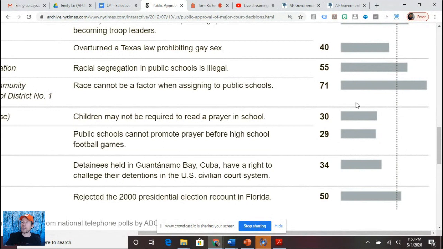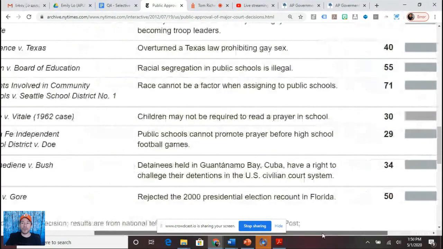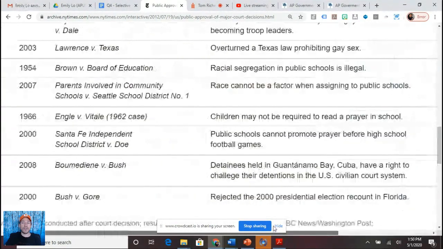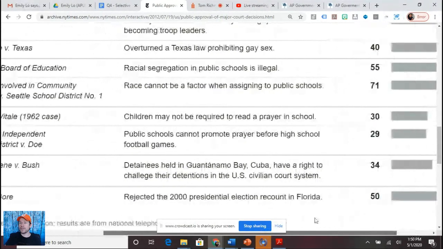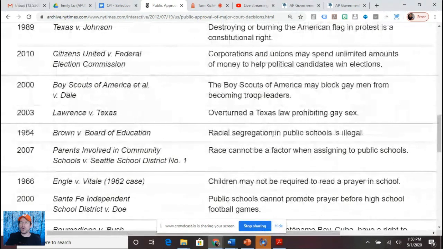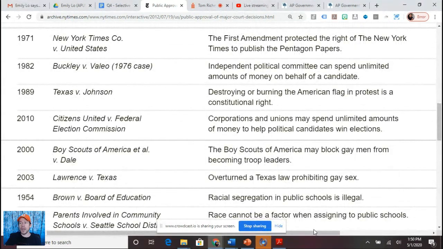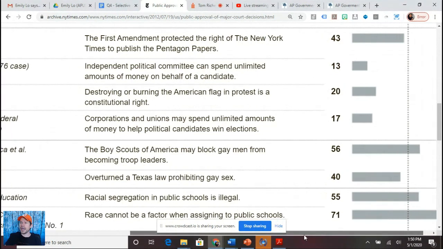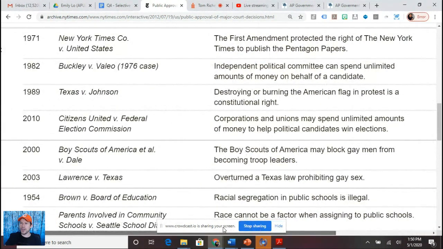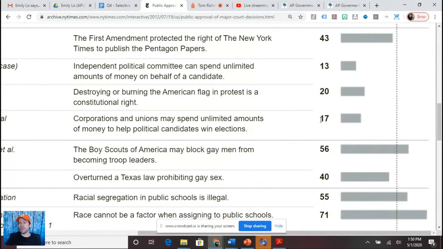And you can see here that I don't think the majority of Americans agreed. Of course, we might need to update these numbers for 2020, but certainly at the time these decisions were made, the Supreme Court was going against the majority. As I noted here, Texas versus Johnson, the flag burning case, only 20% of Americans agreed with that. Another thing here: the Citizens United decision, 2010, was only supported by 17% of the American public.